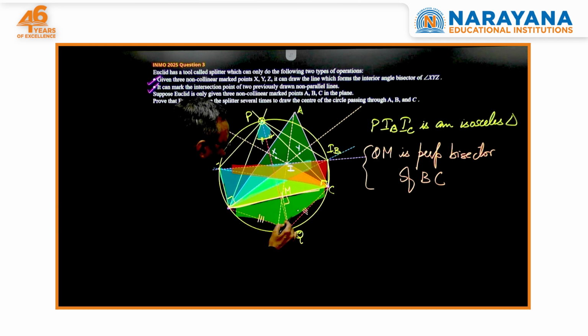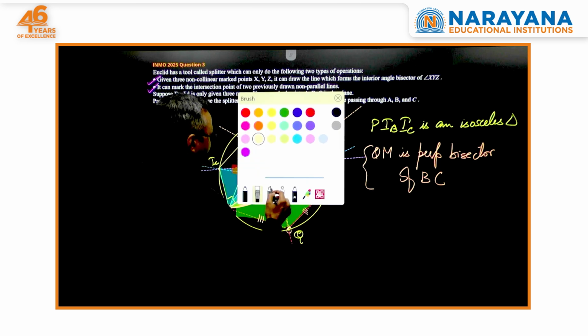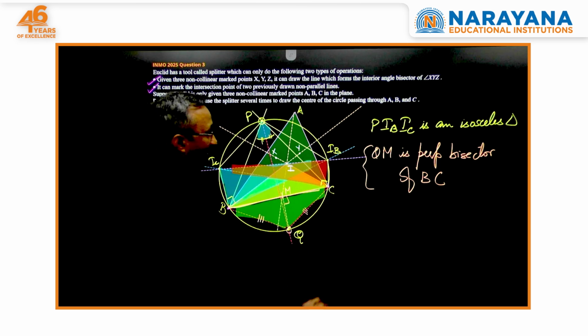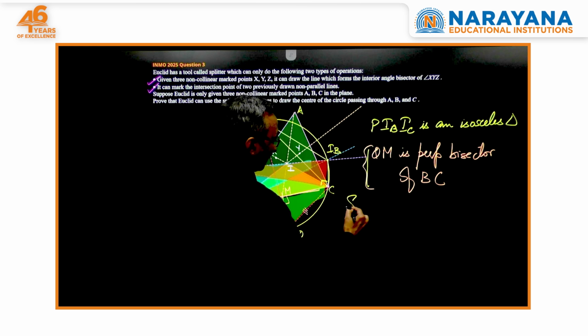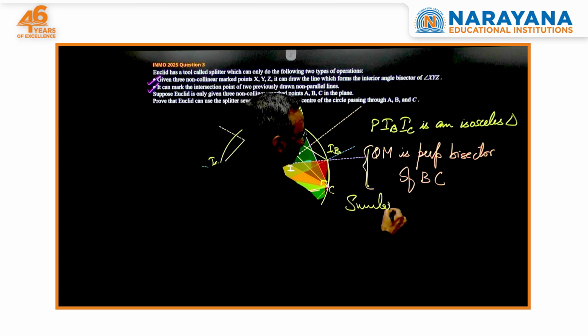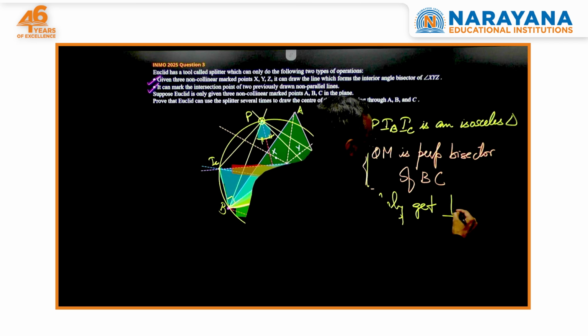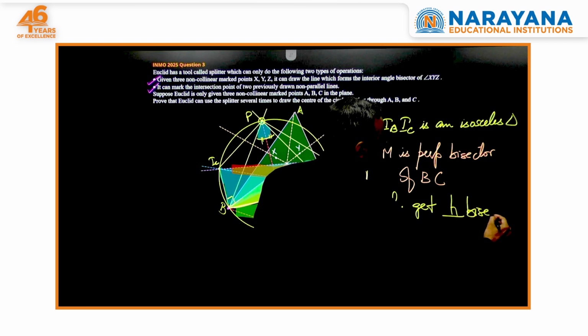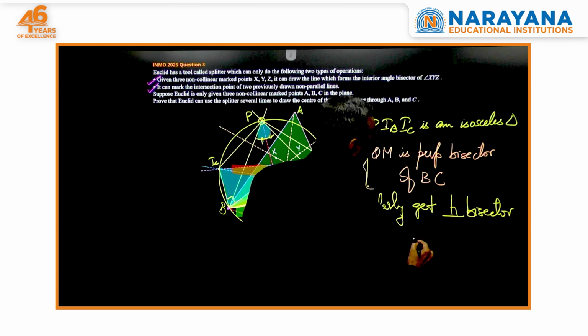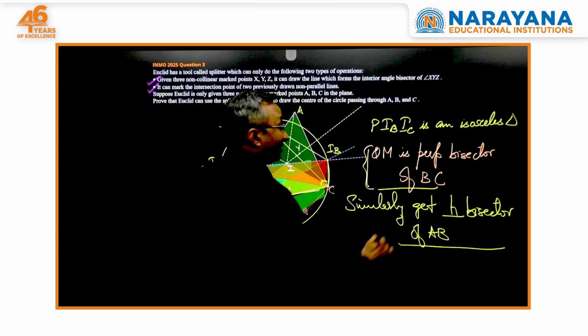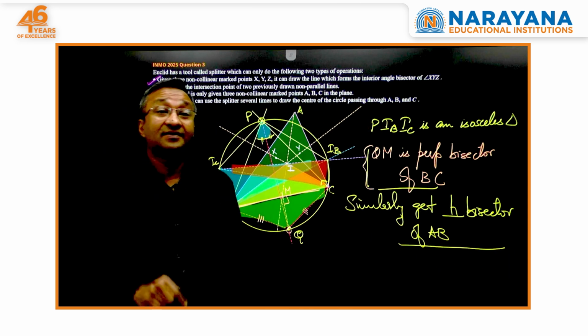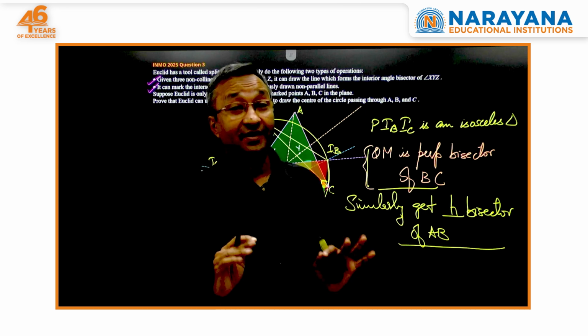For the angle bisector of an isosceles triangle is also the perpendicular bisector. So that means we have got the perpendicular bisector of BC. Similarly, this is what you were supposed to write, get the perpendicular bisector of any other side, say AB, and when they intersect, that exactly is the circumcenter of triangle ABC.